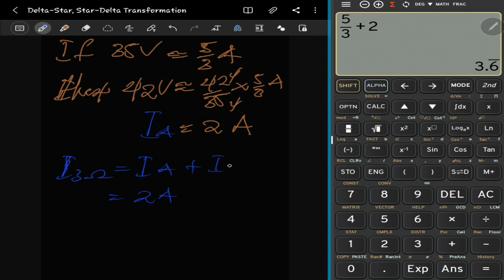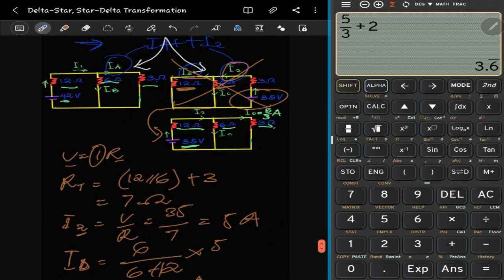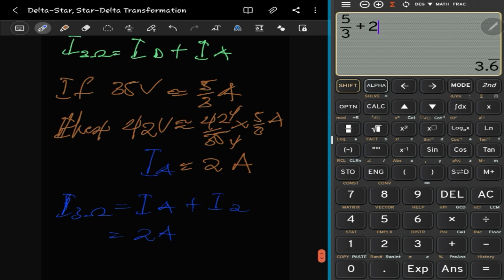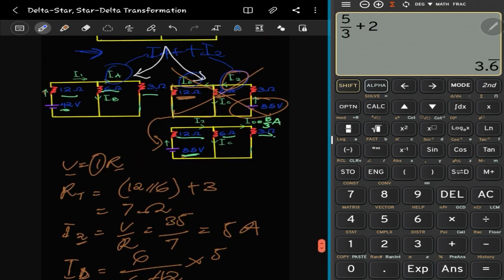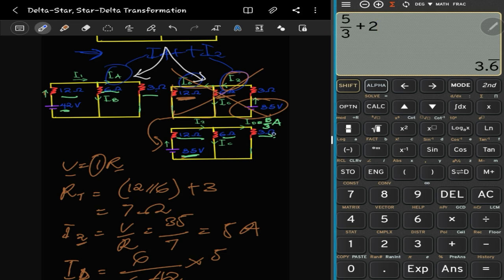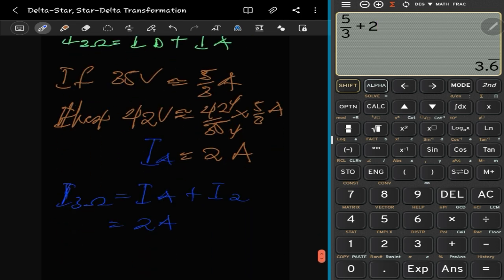So we're adding this 2, IA is 2, and then I2 is 5 amperes, right? So this should be in the opposite direction, 5 amperes. So this gives us negative 3 amperes.